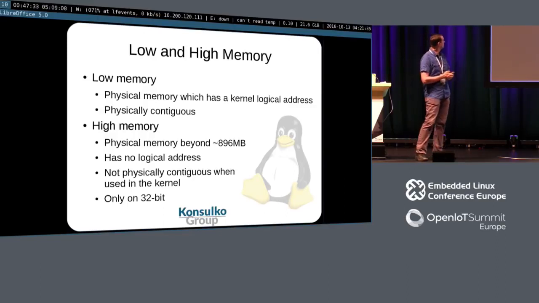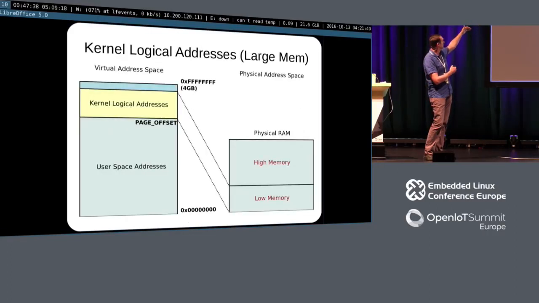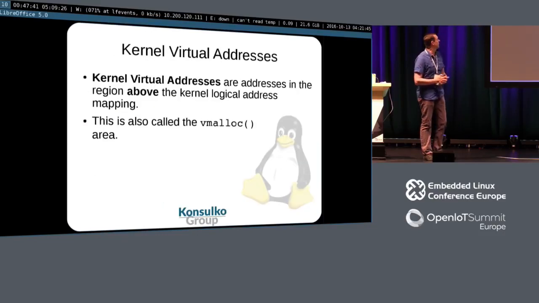And the key thing on the low memory, as you saw, and you can see it visually, you go back to these sections where you have that one-to-one mapping. But the rest of it, you do not. Okay, so let's talk a little bit more about kernel virtual addresses.